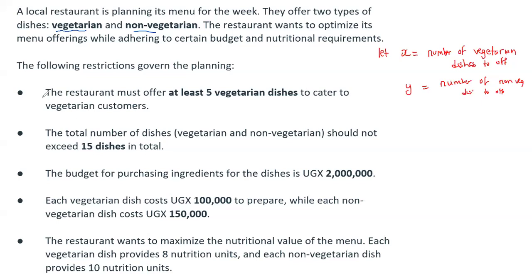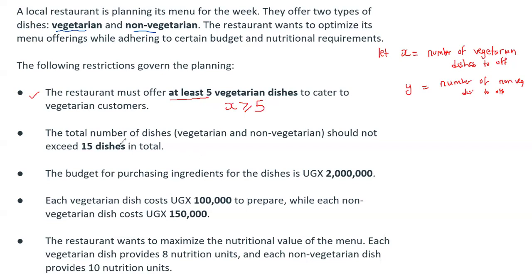Now I go to the first statement, this one. They're telling us the restaurant must offer at least 5 vegetarian dishes to cater for the vegetarian customers. Now you need to identify which inequality suits that. Mujuni, which inequality suits that word, at least 5? Greater than or equal to. Tell me now what are we going to write? So since x is our vegetarian, we're going to say x is greater than or equal to 5. Very good.